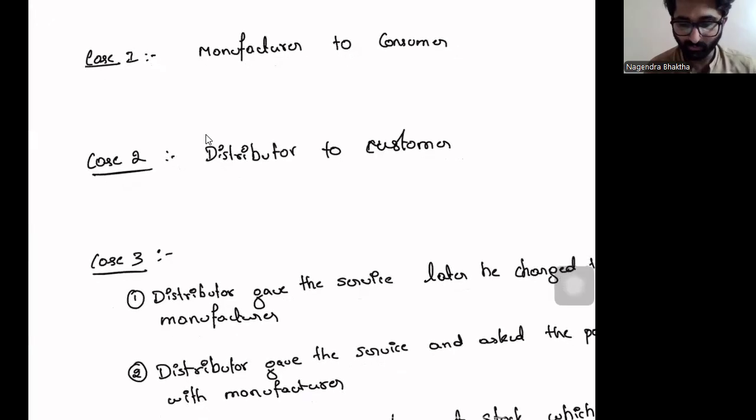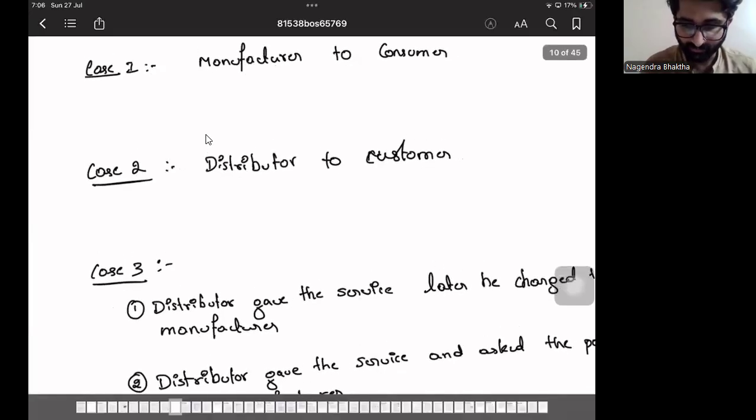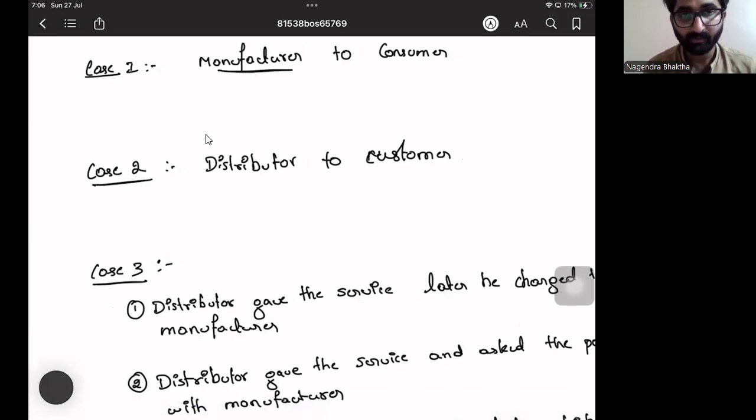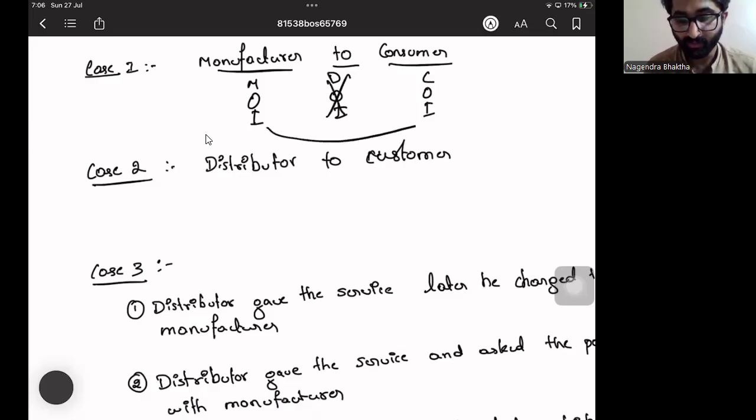See, case one. What is case one? Manufacturer giving the warranty to the consumer. Think that this is the manufacturer, this is the distributor, and this is the consumer. The distributor is a dummy piece here. The manufacturer gave the warranty to the consumer on the goods.